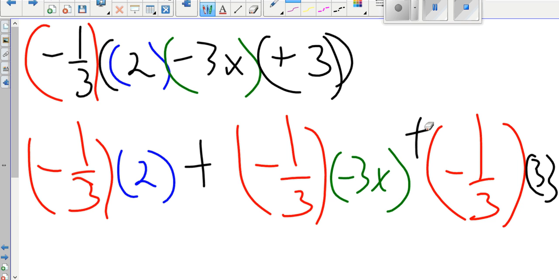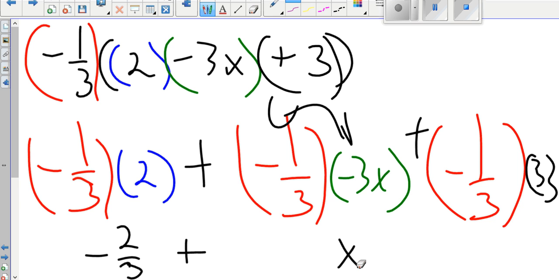So -1/3 times 2 is going to be -2/3. I'm not writing my 3's very good right now. And then -1/3 times -3x. Basically, we're going to multiply these numbers together, and x is going to stay the same. So x stays there. And 1/3 times 3 is 1, and a negative times a negative is a positive. Boom! So we can throw a 1 there, or we can really just leave it alone because 1 times x is x.